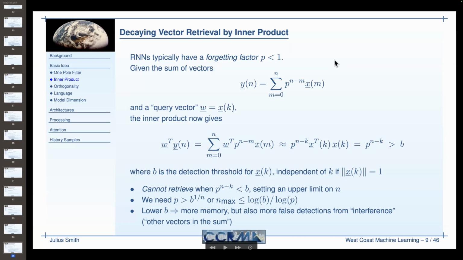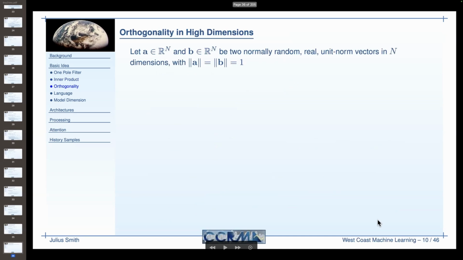Disentangling age from distance. Okay, so there's this trade-off here: if you lower your threshold, you can get more memory, but you also get more false detections from interference. And I also did a new calculation on that.